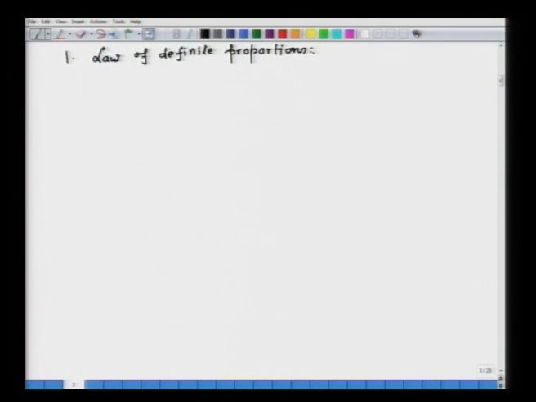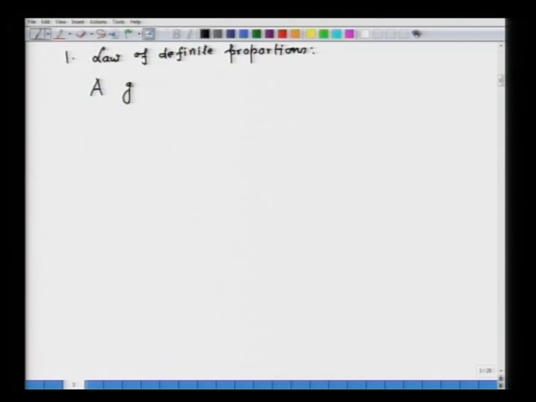Now, a given chemical compound always contains the same constitutional elements in the same weight proportions. Now, this is only true for stoichiometric compounds. For non-stoichiometric compounds, this may not hold good. For example, FeO has Fe 1 and O 1 atom. It is also available as Fe 0.95 O. So, in that case, this law of definite proportion will not be valid.